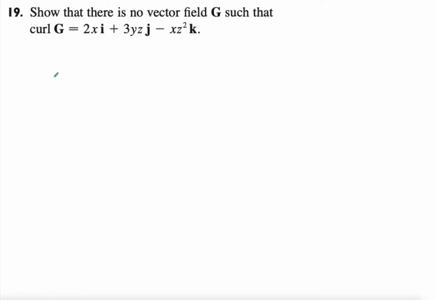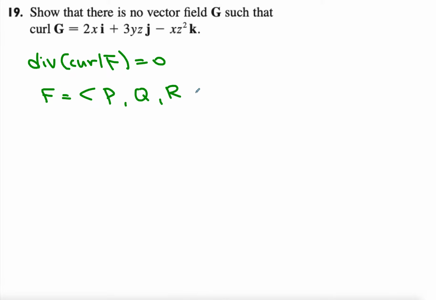For any vector out there, div of curl will be equal to 0. Now, if you're curious, you can let a vector be equal to P, Q, R, assuming that P, Q, R are all functions of x, y, z. And I want you to take the curl of this and then take the divergence of that. Then you will realize that that's equal to 0.